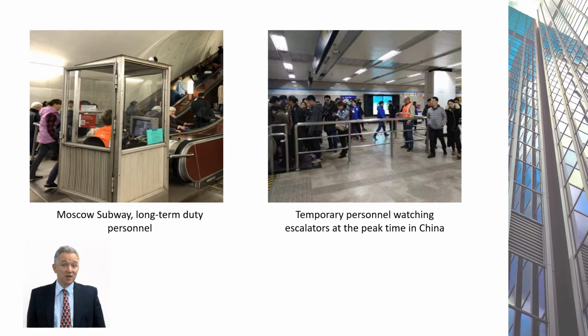In a Moscow subway, at the side of the escalators, a guard box and operator on duty is set up. The operator observes the escalators and pushes the emergency stop switch immediately in an emergency. In China, temporary personnel are positioned at escalators during peak times when incidents are most likely to occur. It's questionable, however, whether these methods are scalable.